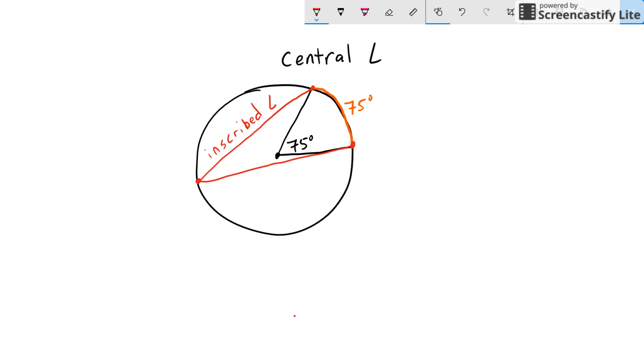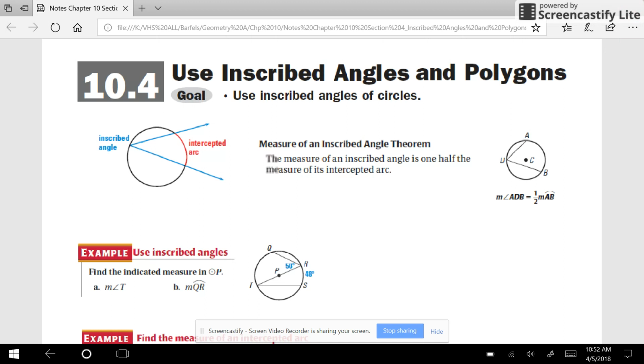But here's an important thing to know about the difference between a central angle and an inscribed angle. The central angle had the same measure as its arc, but an inscribed angle's measure is half of the arc. So it's still inscribed the same arc, 75 degrees, but I have to take 75 and cut it in half. Unfortunately, I picked an odd number, but that's going to be 37.5 degrees. You would cut the arc in half to get the inscribed angle. So that's what we're introducing today. So let me go back to the notes.